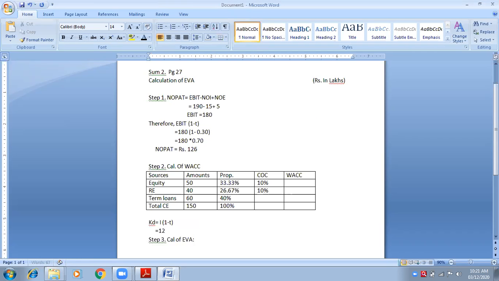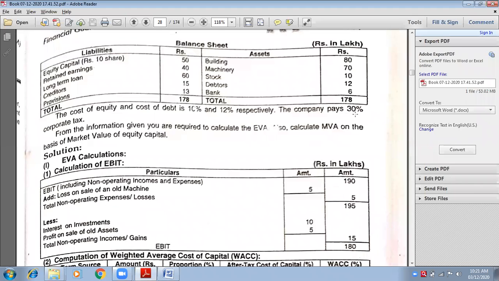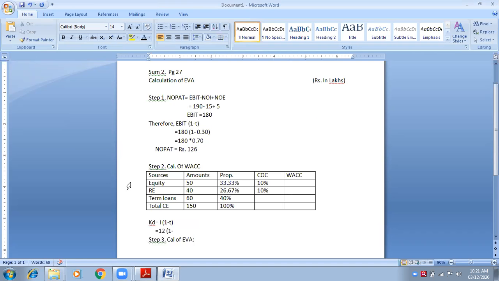So I will write here 12 (1 minus 30%). See, it is given here: the company pays 30% corporate tax. So 30% means 0.30, as I just explained. I will write 12 multiplied by, because no sign is there, therefore it is multiplication. 1 minus 0.30 is 0.70. So what is 12 into 0.70? 8.4.